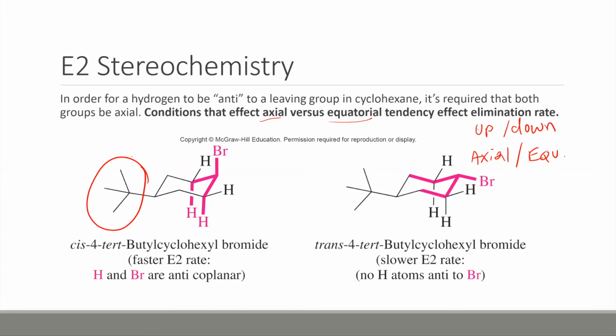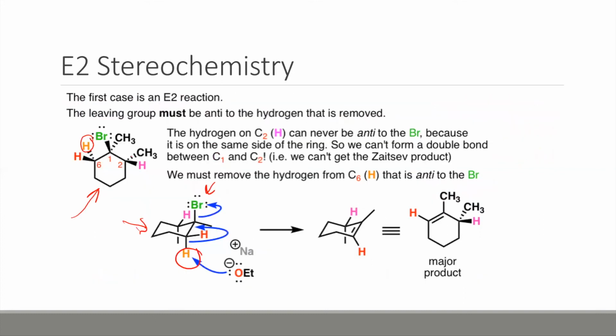But axial and equatorial, although they have to be in this position for the reaction to occur, it doesn't change this rule, which is that they are anti to each other. That just means one has to be up and the other has to be down, or vice versa.